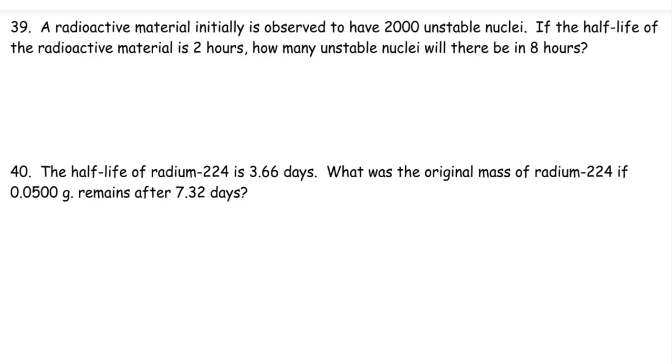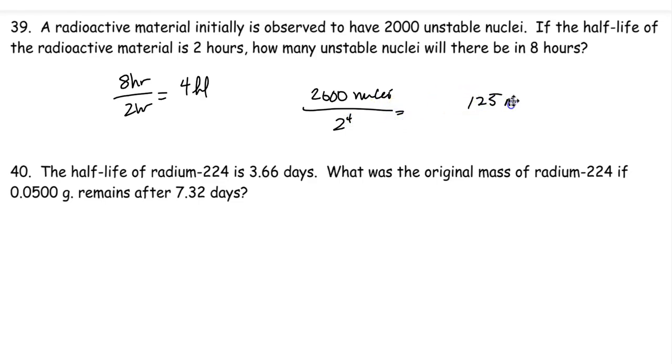Okay, next. Radioactive material. And so it tells me how many nuclei. It says the half-life is 2 hours. How many are left after 8? Elapsed time, 8 hours. Known half-life, 2 hours. Divide that out. That should give us 4 half-lives. I start out with 2,000 radioactive nuclei. I divide that by 2 to the 4th. There should be 125 nuclei remaining.